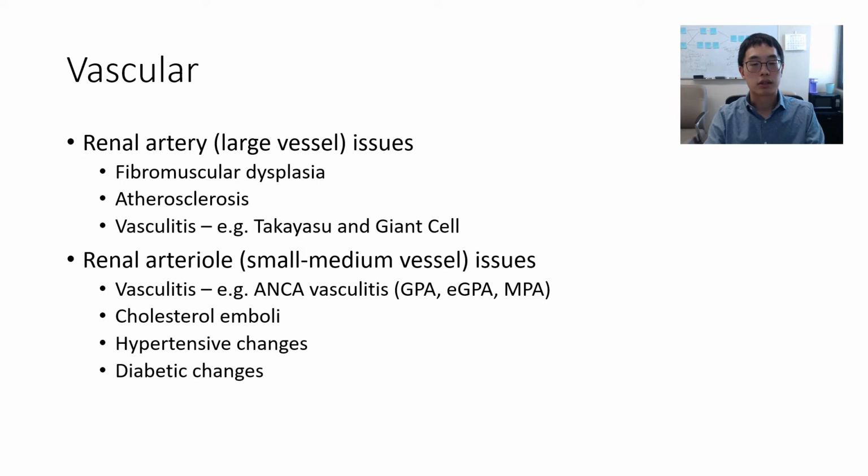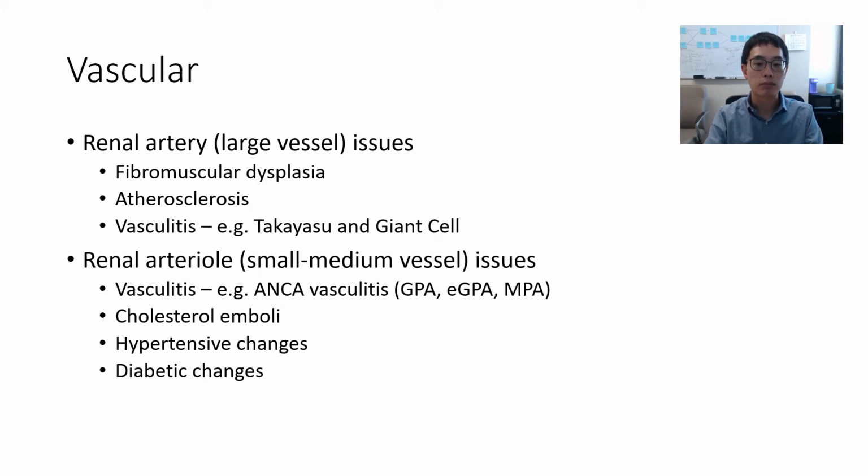Lastly, we've got vascular issues. These can range from large vessel issues to small or medium vessel issues. The large vessel issues encompass fibromuscular dysplasia, atherosclerosis, and vasculitis. Atherosclerosis is very common, especially in our older patient population. Vasculitis is common, especially in our younger, and fibromuscular disease also in our younger patient population as well.